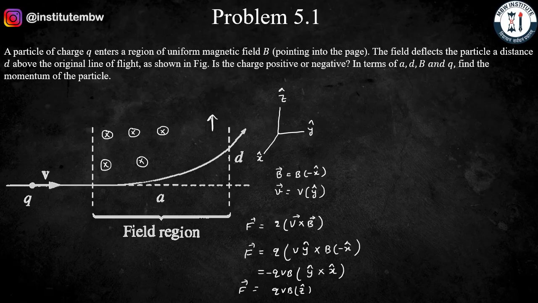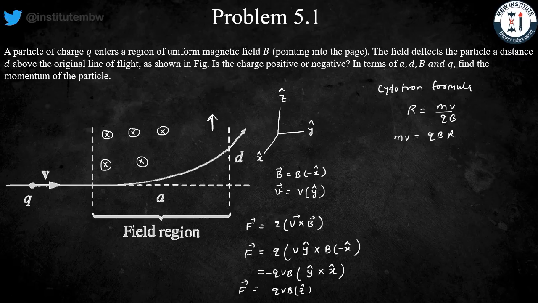We have to find the momentum. So from the cyclotron formula, R is equal to mv upon qB, and we know that mv is the momentum. So mv is equal to qBR. We have to represent the formula in terms of q, B, a and d, but we found the formula in qBR, so we have to replace R. So how will we find R?